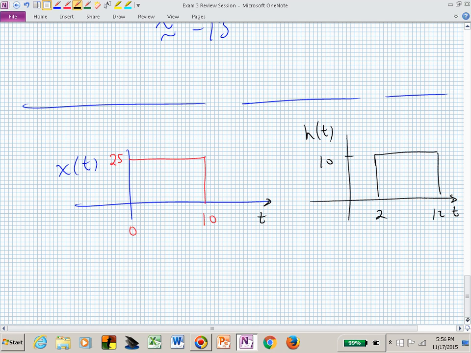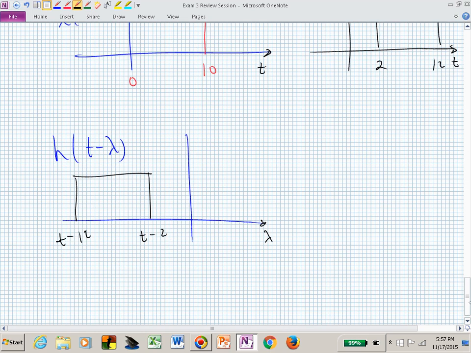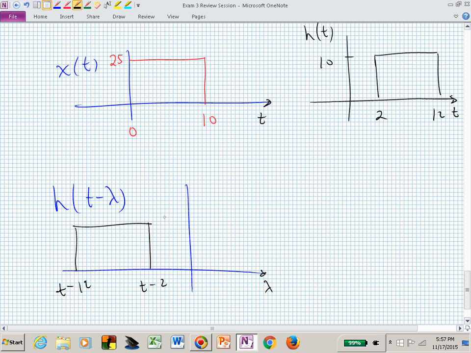Oh, let me see if I understand. So now let's say, I need h of t minus lambda. I need to slide one of these. It would probably be easier to slide the x, but I'll slide h. So now what does this look like? If I flip it across, now I'm just at minus 2 and minus 12. So this is now minus 2 and this is minus 12. And this is now t. Is that okay? So now this is lambda. I believe the question was, what happens when I start sliding this, or t minus 2 is now beyond 10.